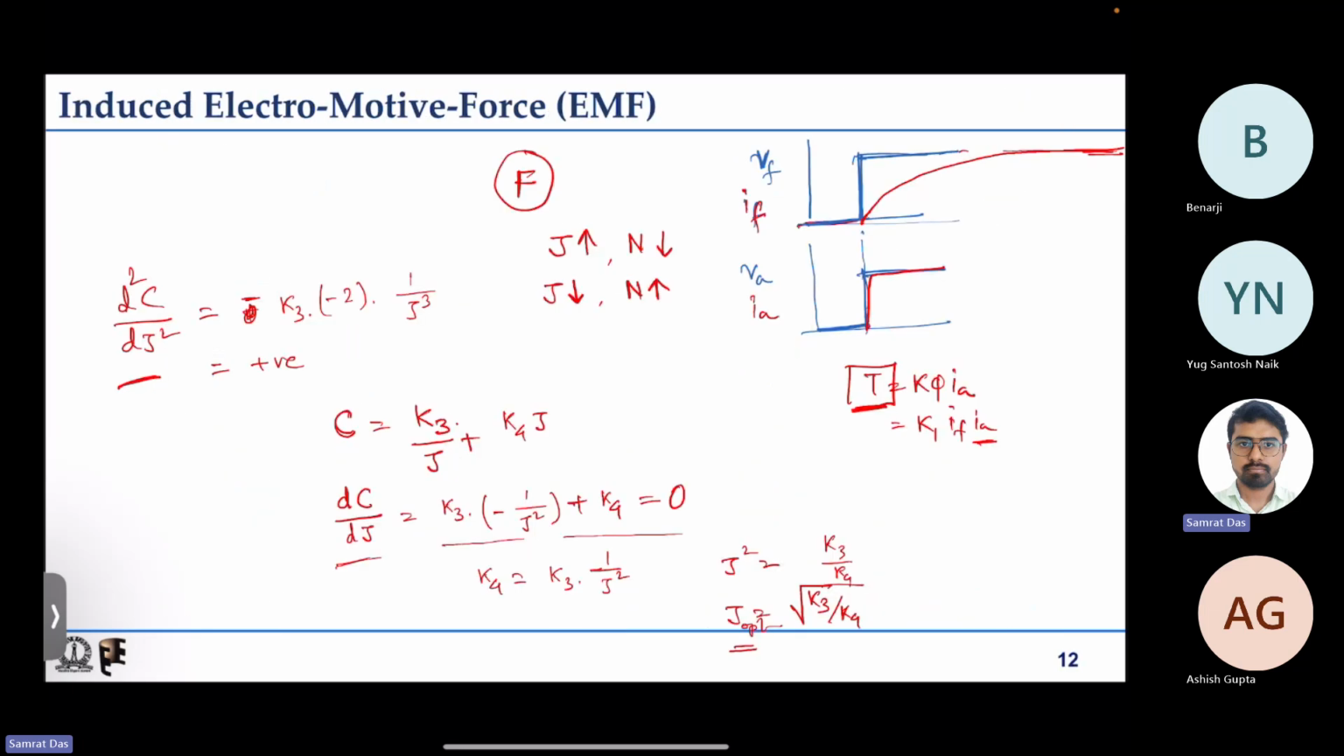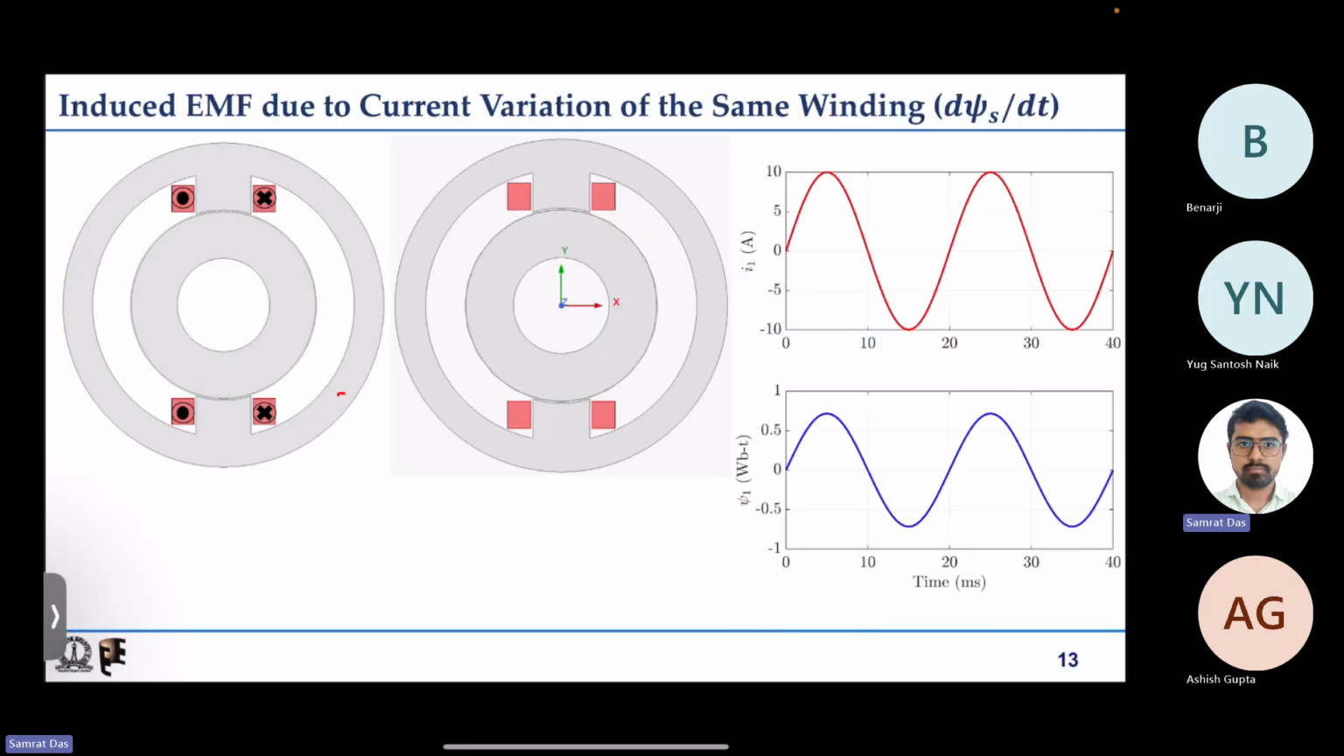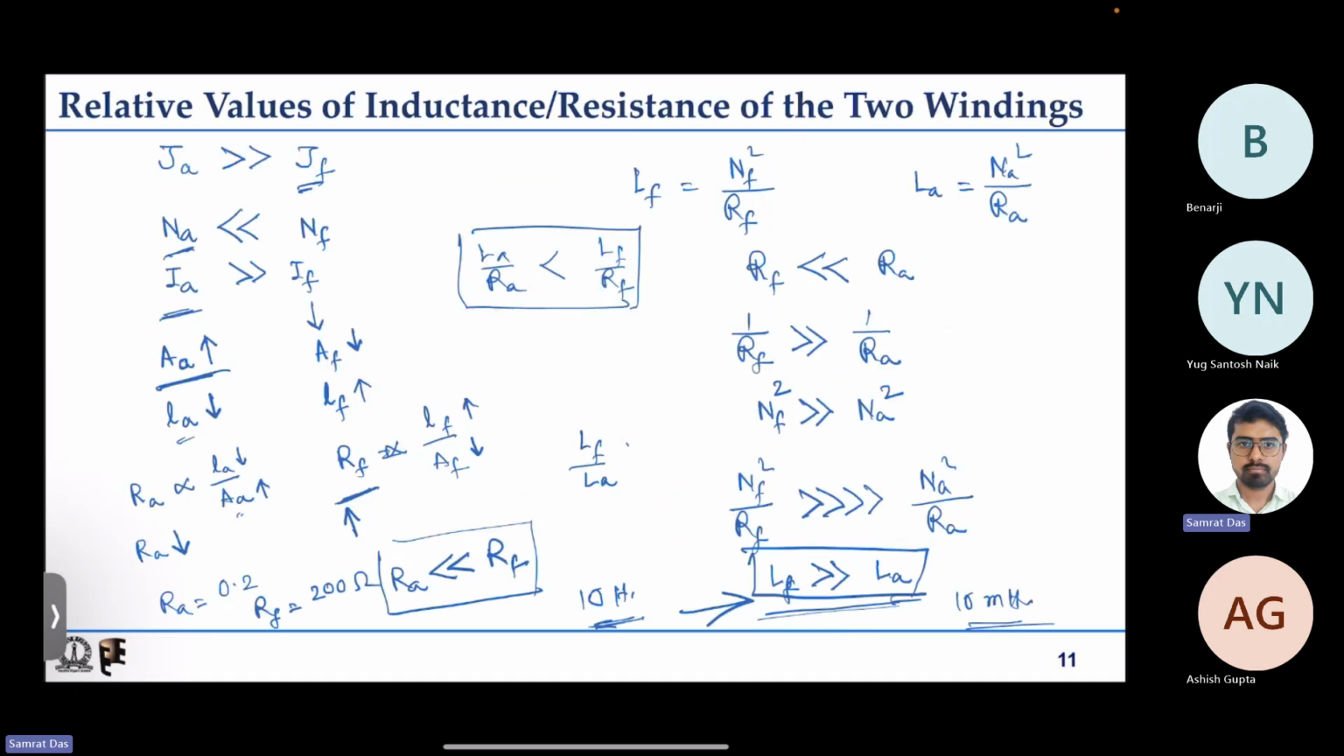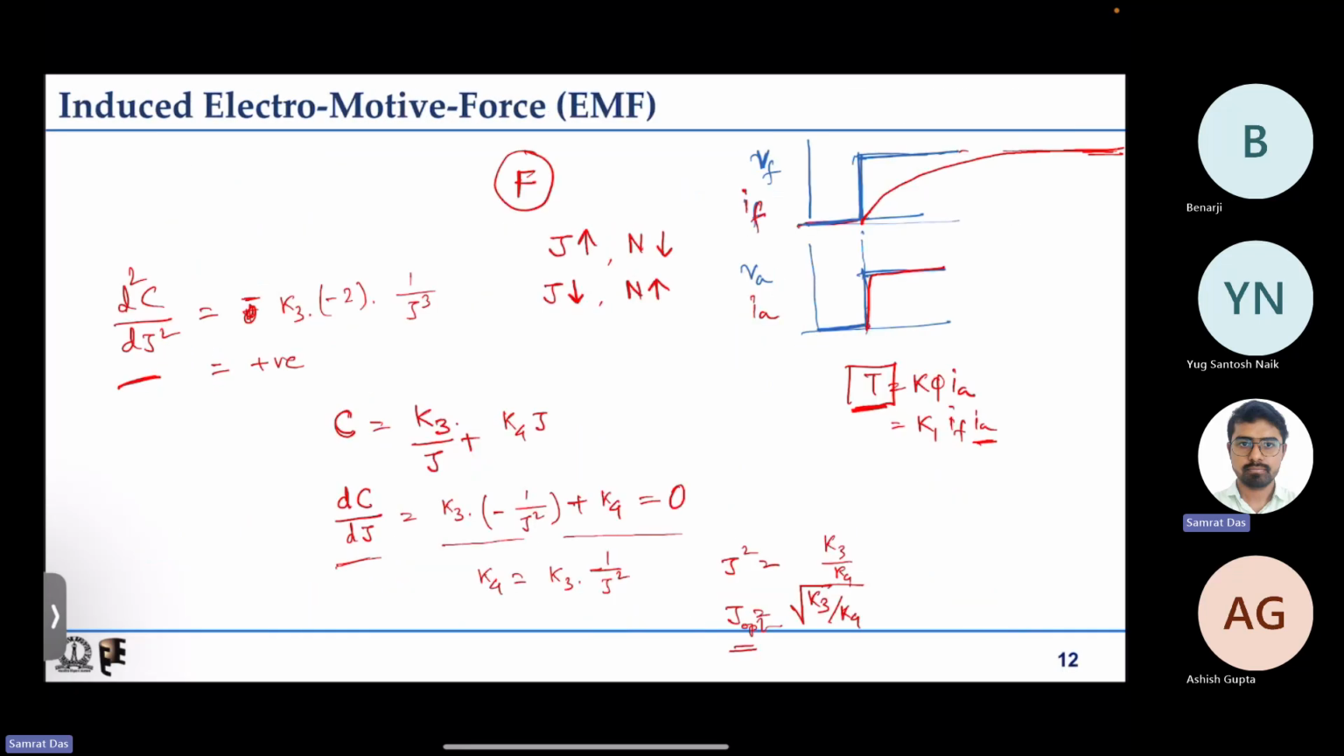So next day we will start understanding about the electromotive induced EMF in any magnetic circuit, and then we will understand why induced EMF is there in the field winding, not in the field winding, why on the armature winding, and what is the nature of that induced EMF. Is it induced EMF due to self inductance, or is it due to mutual inductance? We'll understand all those things, and we'll continue it on the coming Friday. Okay. Do you have any question?